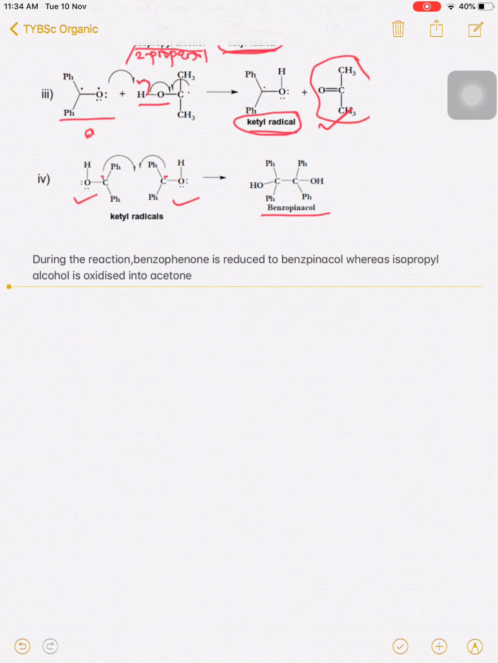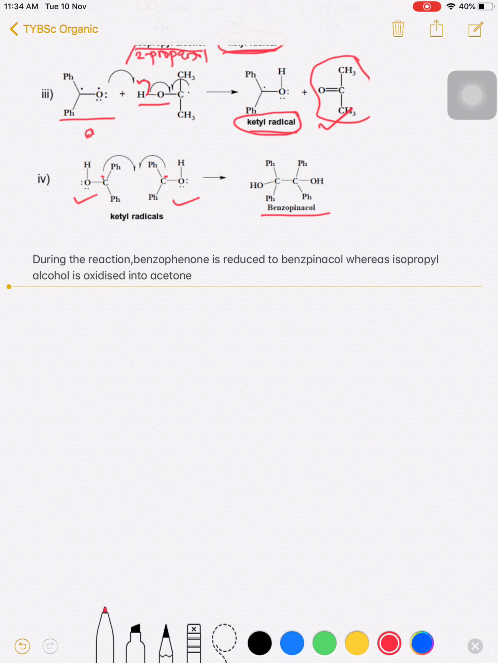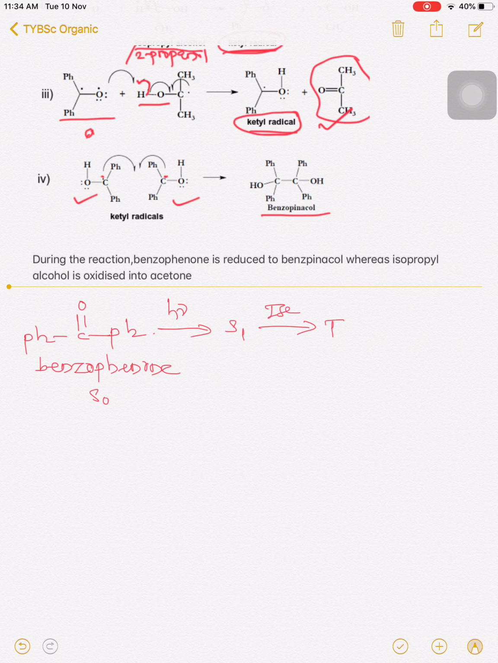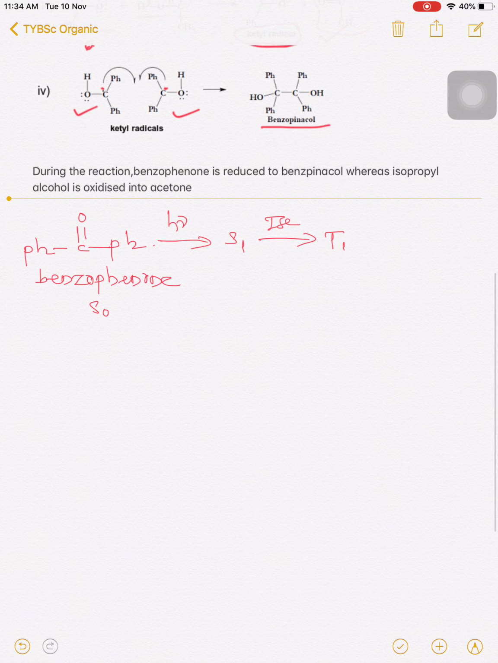I will write this reaction again here for your understanding. Now see here, this is benzophenone, Ph CO Ph, in the ground state. It absorbs light radiation and goes to the singlet excited state, then through intersystem crossing it goes to the triplet state. Now this molecule, which is in the triplet state, gives a reaction.